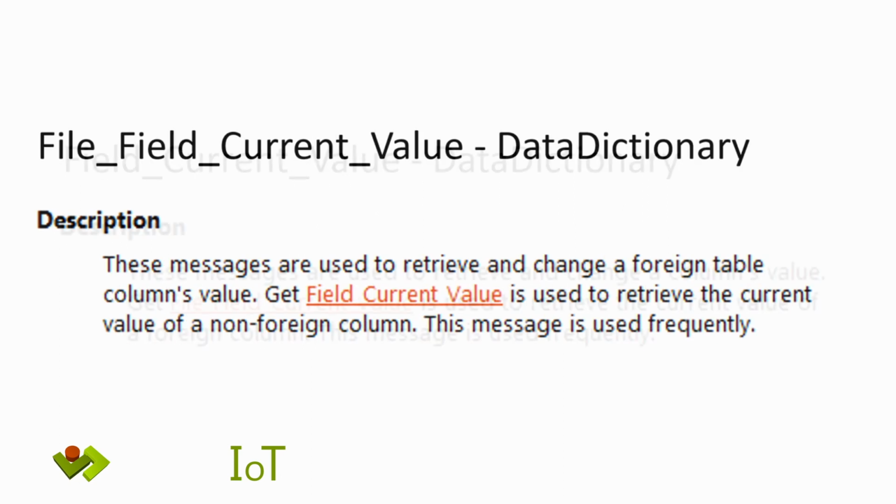Let's click the file field current value and see what it says there. This message is used to retrieve and change a foreign table column value. Get file field current value is used to retrieve values from the current column. This message is used frequently. Again, I'm a little bit perplexed as to whether this is referring to the file field or the field value, or perhaps both.